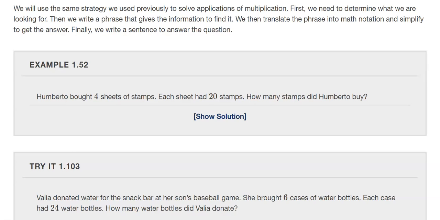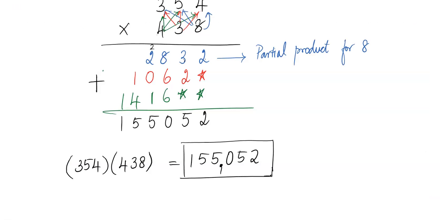Here is our example. I think it's Humberto or Umberto. Okay. Bought 4 sheets of stamps. Each sheet had 20 stamps. How many stamps did Humberto buy? So the question here is, he bought 4 sheets of stamps and each sheet had 20 stamps. That's our biggest clue, right?